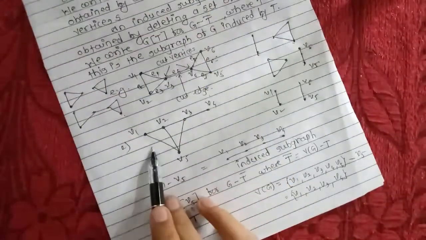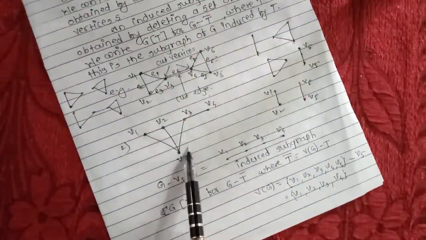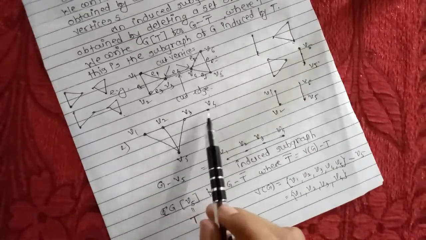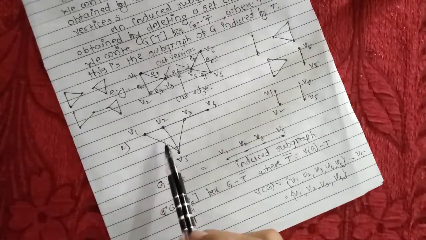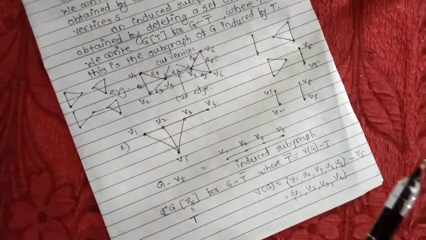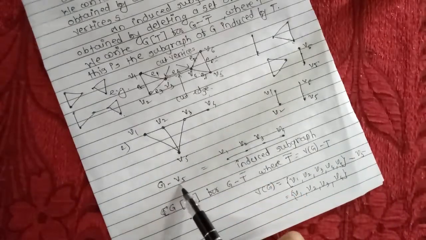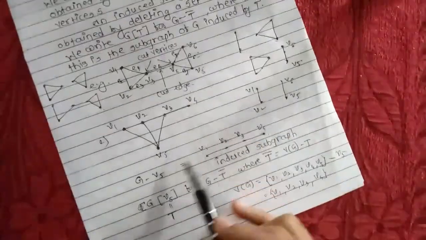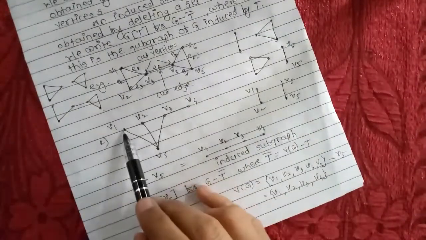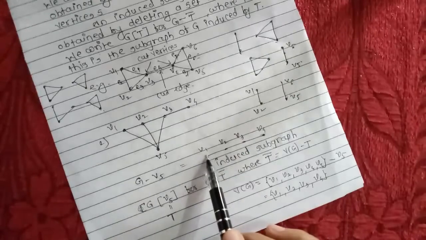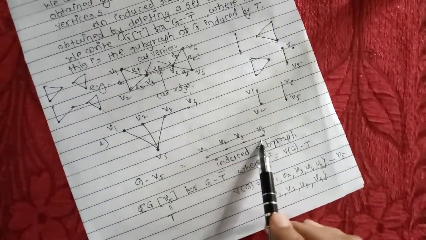Here, the second example is this graph G. How many vertices are there? There are 5 vertices and edges 1, 2, 3, 4, 5, 6, right? Then, if you delete the vertex V5, G minus V5, here G minus V5 is the graph with V1, V2, V3, V4, right?